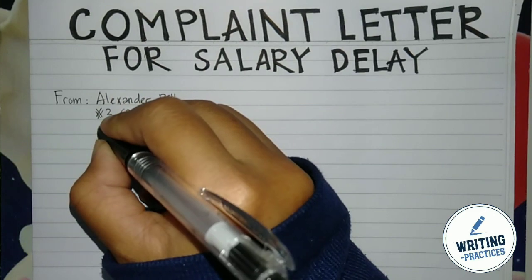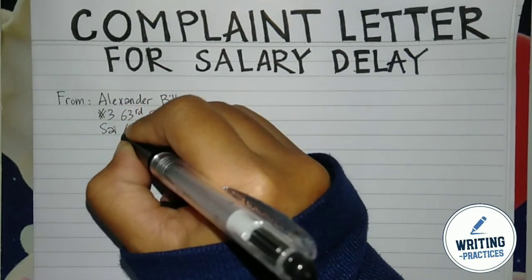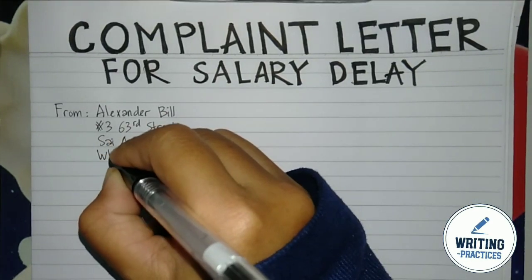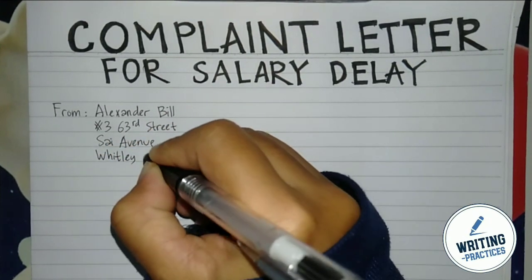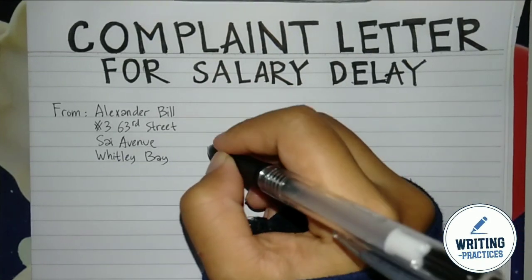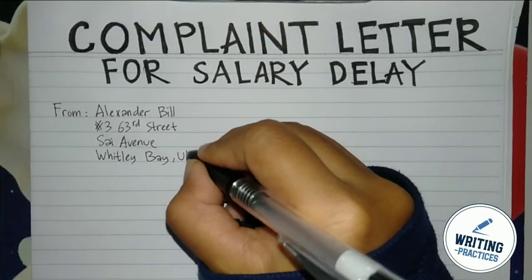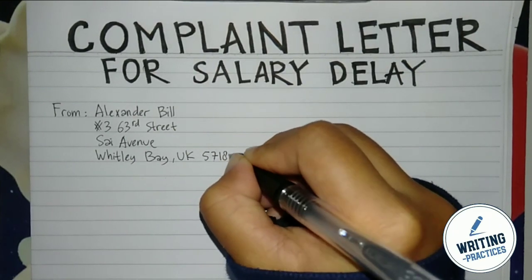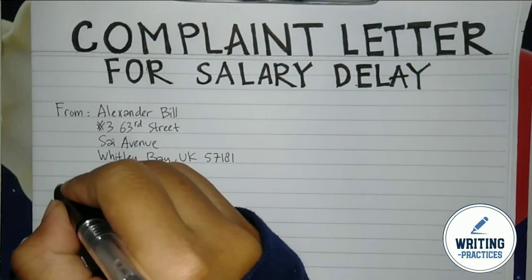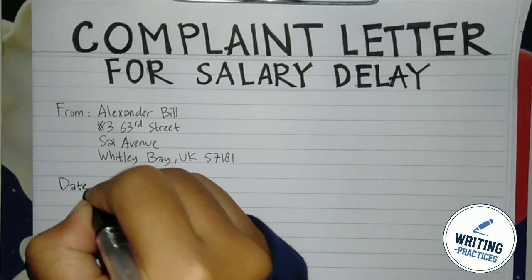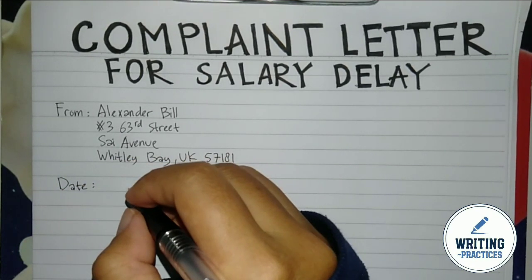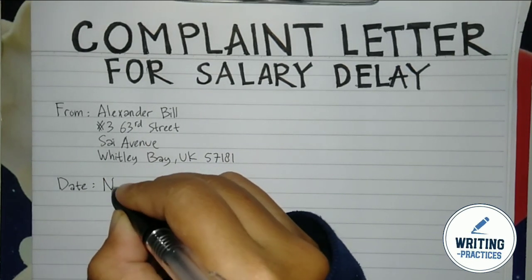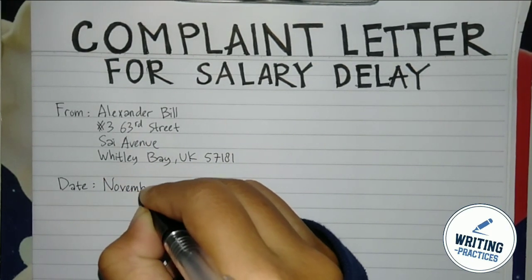Here, Writing Practices will show you how to write a complaint letter for salary delay step by step. Check this out. First things first, just like any other business letter in general, you have to write your full name and your home address, or you can replace it with your department and occupation in the company. If you pick the address, write the number, the street, the city, the state, and the zip code. After that, you can write the date of the letter. Write the month, date, and year.